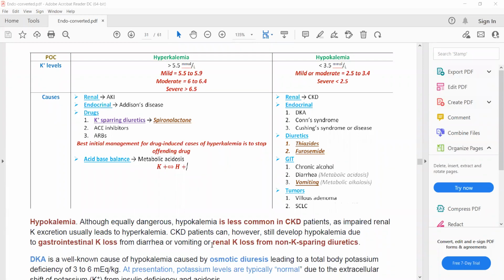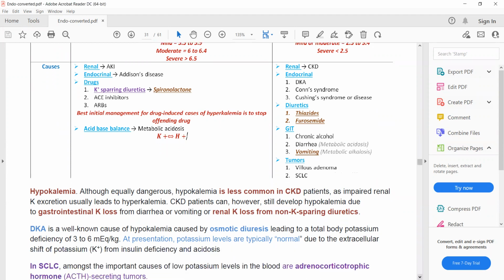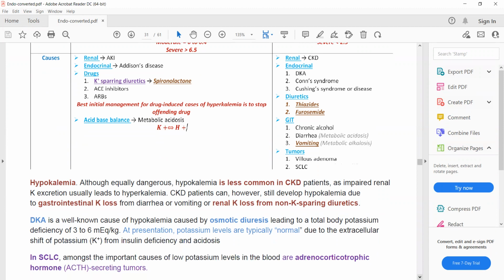Now, another endocrine cause of hypokalemia is diabetic ketoacidosis. What is the mechanism of hypokalemia in diabetic ketoacidosis? Remember that diabetic ketoacidosis can cause hypokalemia due to osmotic diuresis, to loss of potassium in the urine, because there is hyperglycemia and excess glucose is filtered in the kidney tubule, and this glucose causes osmotic diuresis, which can cause hypokalemia.